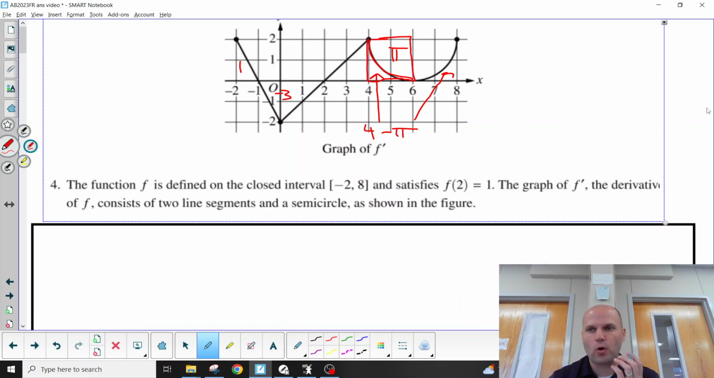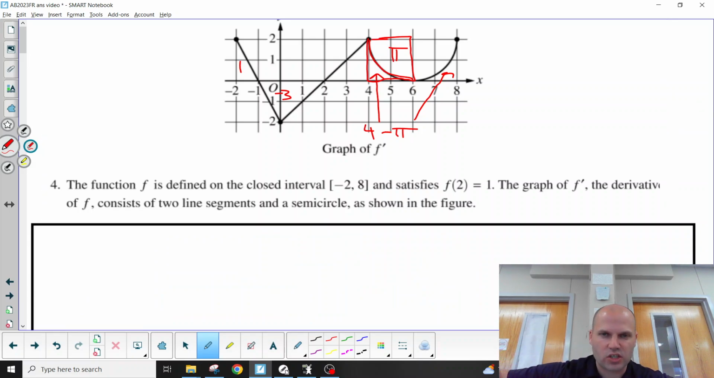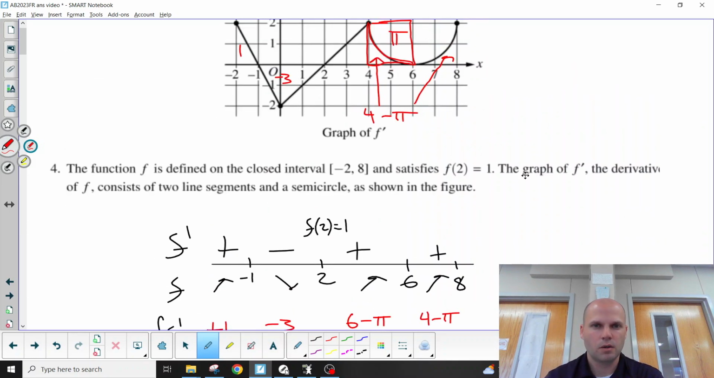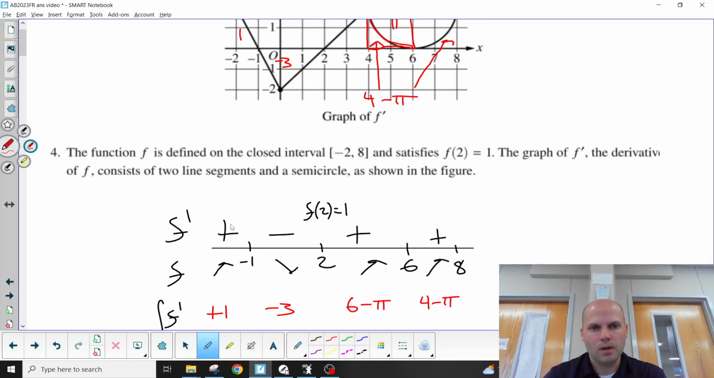All right, question number 4 is your very standard. This is the graph of f prime. Okay, what am I doing first before anything? I'm just paying attention to the data given. F of 2 is 1. This is the graph of f prime. I can see I can find some areas. I'm immediately doing a sign analysis. Boom. F prime, positive, negative, positive, positive. F is increasing, decreasing, increasing, increasing.